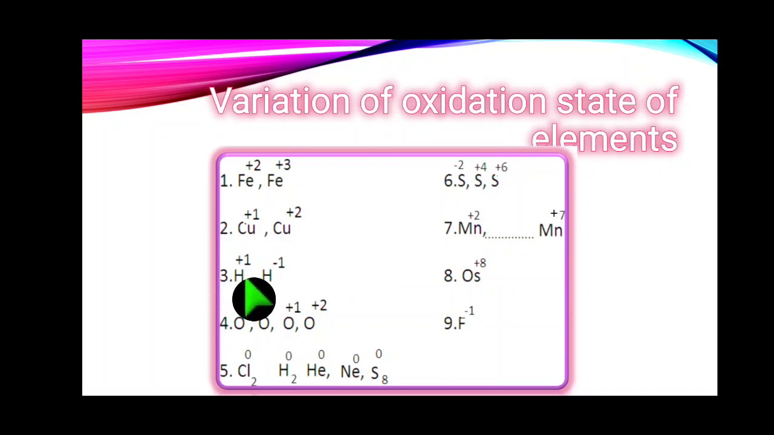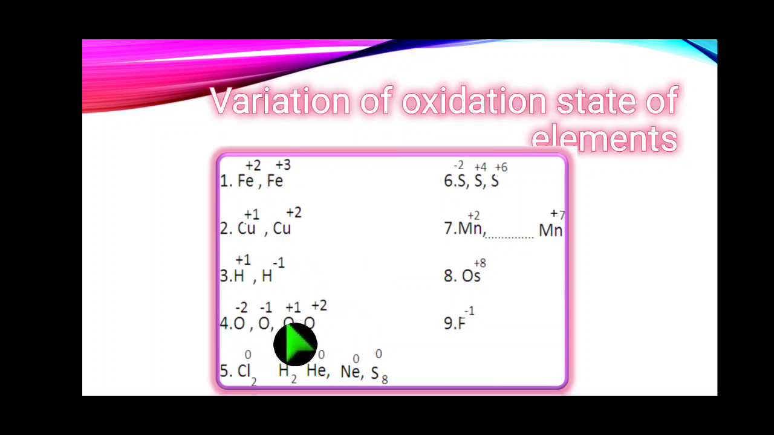Here, in hydrochloric acid, H plus Cl minus, hydrogen carries plus 1. So in hydrogen chloride, the hydrogen charge is plus 1. In sodium hydride, NaH, Na carries plus 1 and H carries minus 1. So from that, hydrogen carries two types of oxidation number. One is plus 1, another one is minus 1.